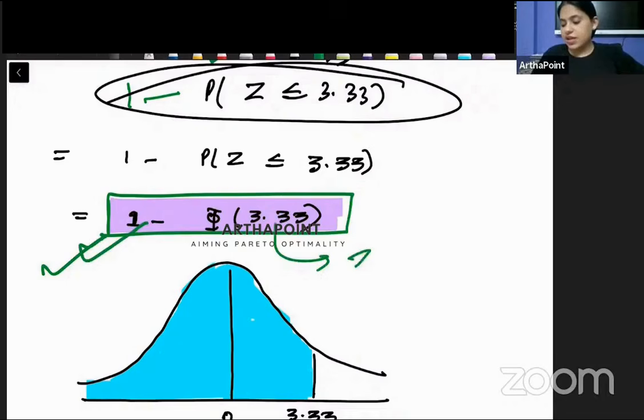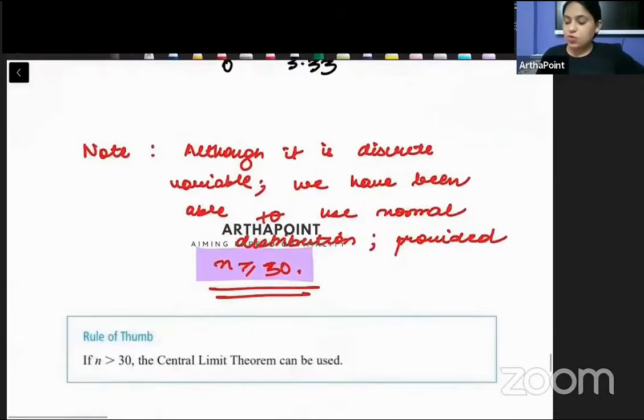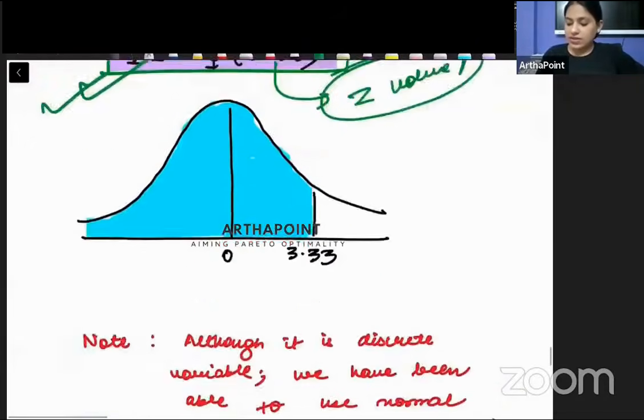Again, this value you can find from the Z table. Go to the Z table and you can easily find this value. So once you find this value, you will be able to go ahead and get the answer for this one.